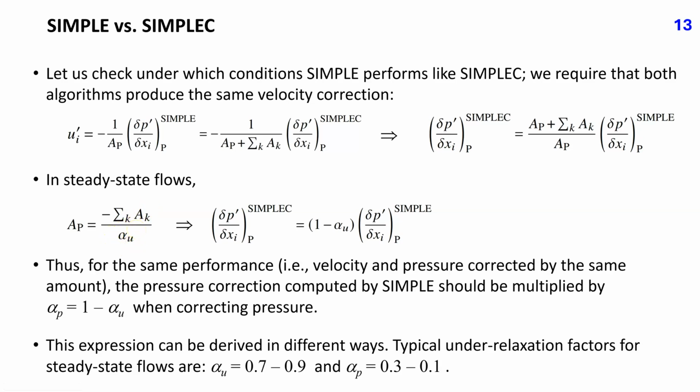When we replace the sum of neighbor coefficients by AP times alpha u, then AP cancels out in numerator and denominator, leading to this relation between the gradients of pressure correction in SIMPLE and SIMPLEC. Thus, for the same performance, that is, velocity and pressure corrected by the same amount, the pressure correction computed by the SIMPLE method should be multiplied by alpha p equal 1 minus alpha u when correcting pressure. This expression can be derived in different ways. Typical under-relaxation factors for steady-state flows are alpha u equal 0.7 to 0.9 and alpha p equal 0.3 to 0.1.